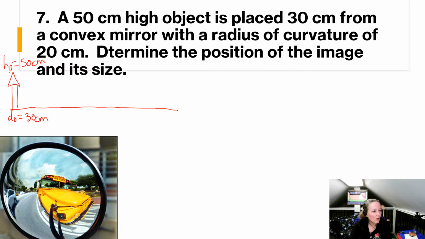Now it says it's convex, so it's the opposite. And it says it has a radius of curvature of 20. So our first thing, which is really nice and straightforward, focal point is going to equal our radius of curvature divided by 2. So 20 divided by 2 will give you 10. So our focal point is at 10.